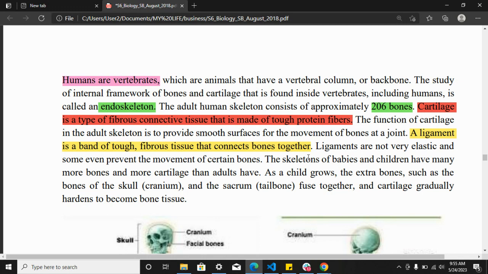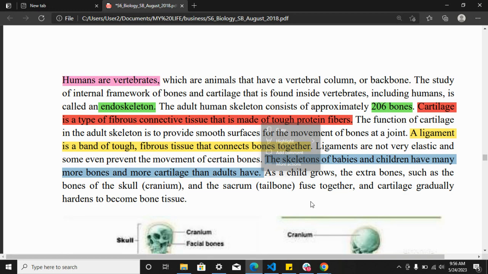So rero abana ndetse n'aba babies, sibyo, bafite more bones and more cartilage than adults. Rero uko abana bagenda bakura, the extra bones such as bones of the skull cyangwa se bones of the tailbone fuse together. Ama bones asa nkaho ari extra, iyo umwana ari kugenda akura agenda yiyegerana. Nk'urugero ku mwana, if you can say that way. So rero uko ugenda ukura, as a baby continue to grow up, niko ama bones ari extra agenda yiyegeranya, nk'urugero ku mutwe, hanyuma bikaza kutuviramo cranium.